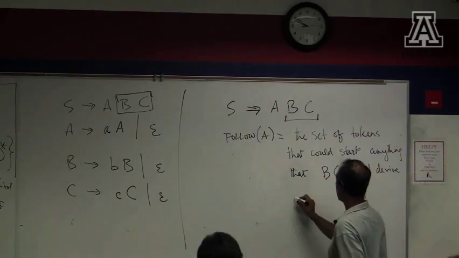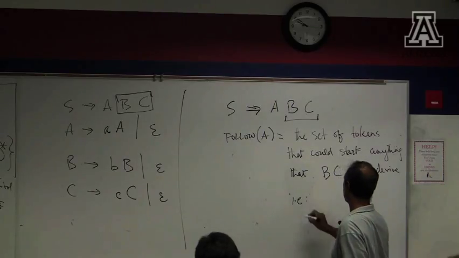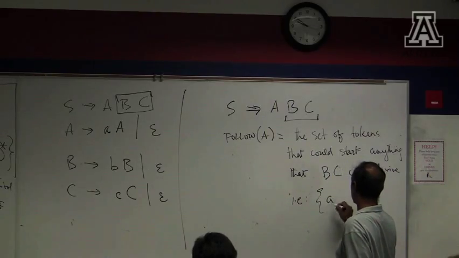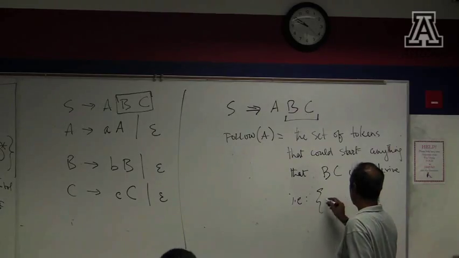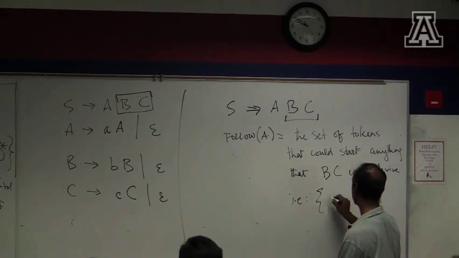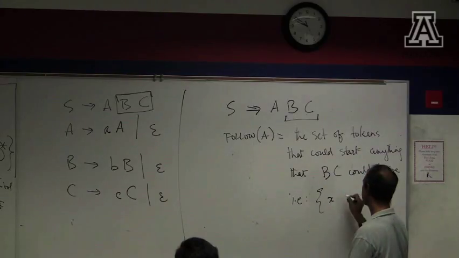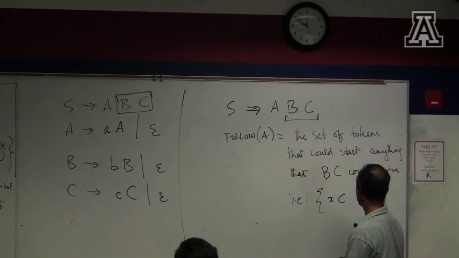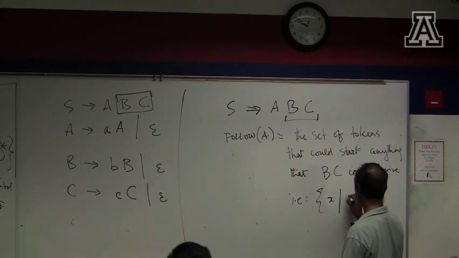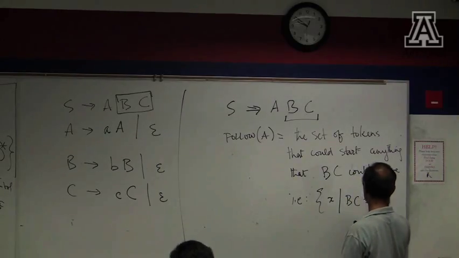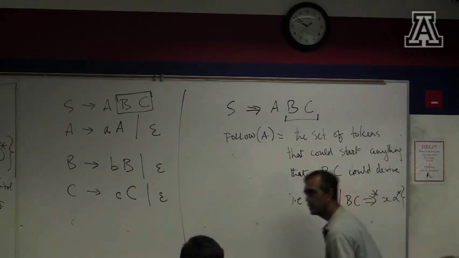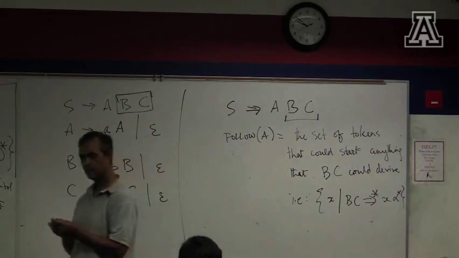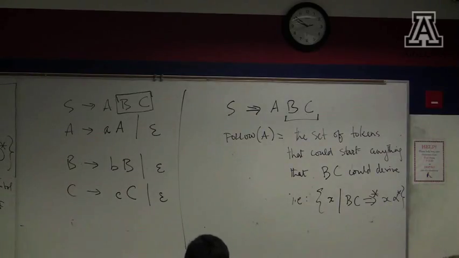Okay, so i.e. the set of tokens... running out of symbols here. Let's say the set of tokens little x such that BC together can derive x followed by some alpha star. Okay? Have I managed to confuse everyone?